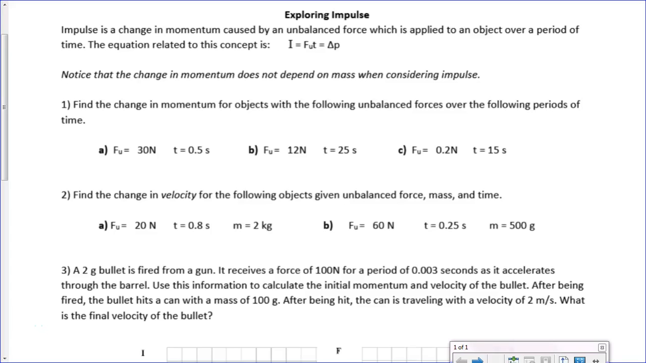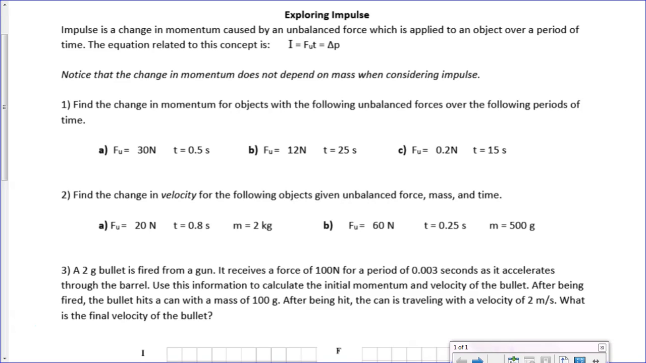In this hopefully short video, I'll be discussing the concept of impulse. The top here offers you a bit of a definition of impulse. Just to summarize, it says that there is a change in momentum which is caused by an unbalanced force which is applied to an object over a period of time. And you can see that all in the equation that comes after it.